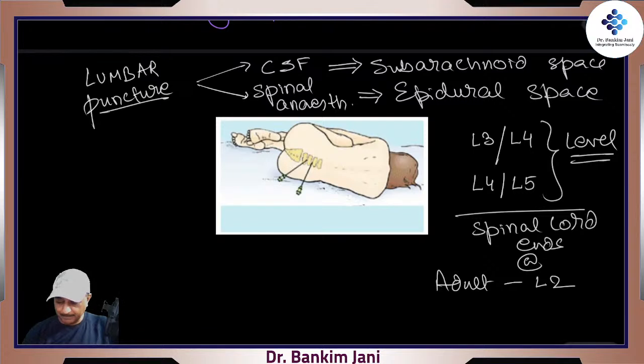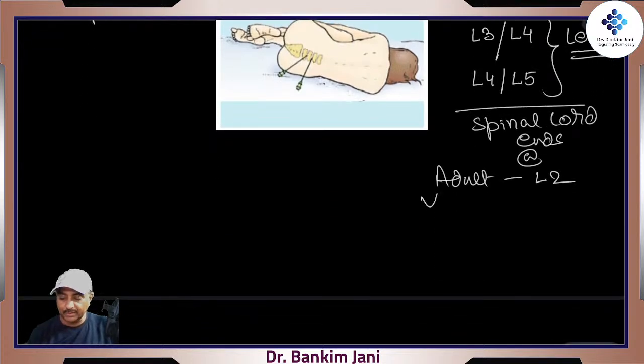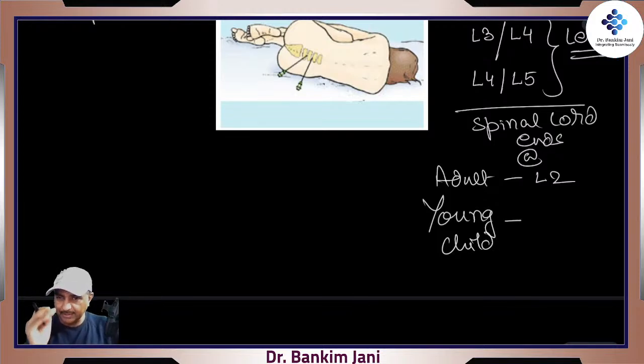But do remember, if you are doing it for a young child, the spinal cord ends slightly at a lower level, and as age grows, it once again goes to the level of L2. So it is at L3. That's the reason that we have got these two levels. Okay?